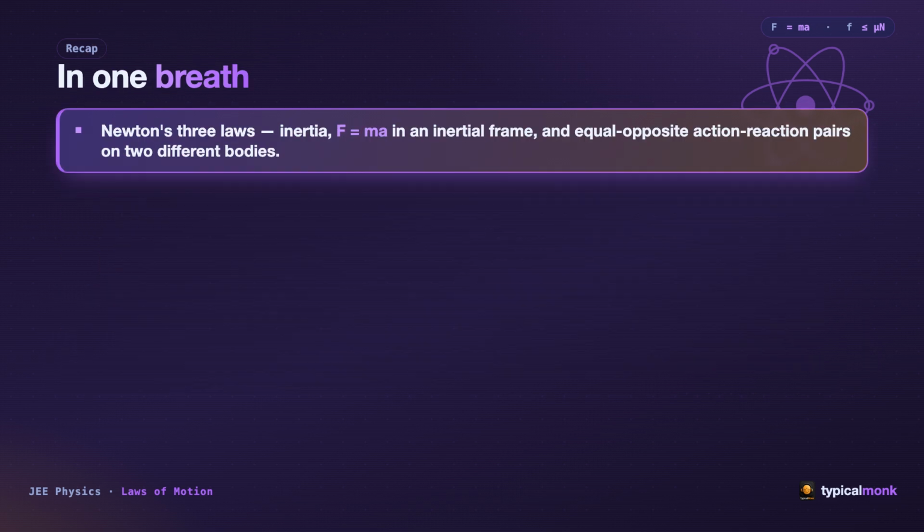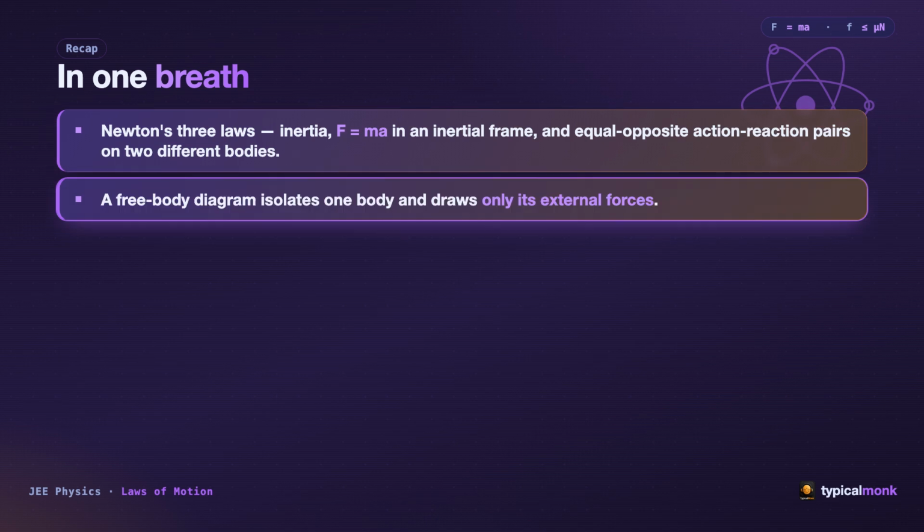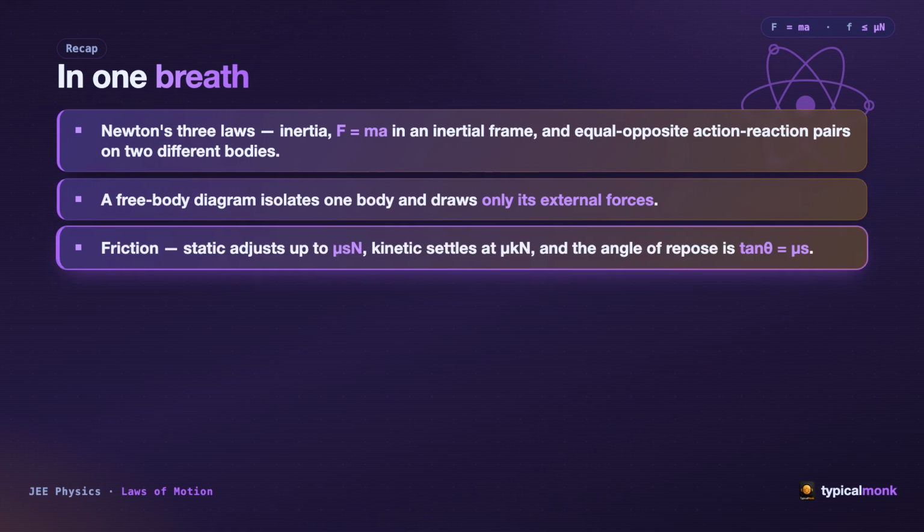Newton's 3 laws: inertia, force equals mass times acceleration in an inertial frame, and equal and opposite action-reaction pairs that always act on two different bodies. A free body diagram isolates one body and draws only the external forces acting on it: weight, normal, tension, friction. Friction. Static adjusts up to mu s times N. Kinetic settles at mu k times N. And the angle of repose satisfies tan theta equals mu s.